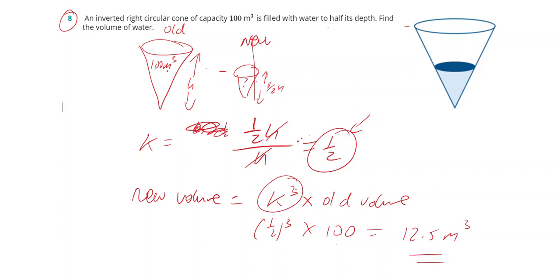Okay. So the key idea behind similar volume and area problems is, first of all, find the value of your k. Once you get your k, the rest is very simple because you can work out the new area, length, or volume by multiplying by either k, k squared or k cubed, depending on whether you have length, area, or volume. So hopefully that helps. In this case, we're trying to find a new volume. So the new volume is k cubed times the old volume, okay, which is 12.5 meters cubed.